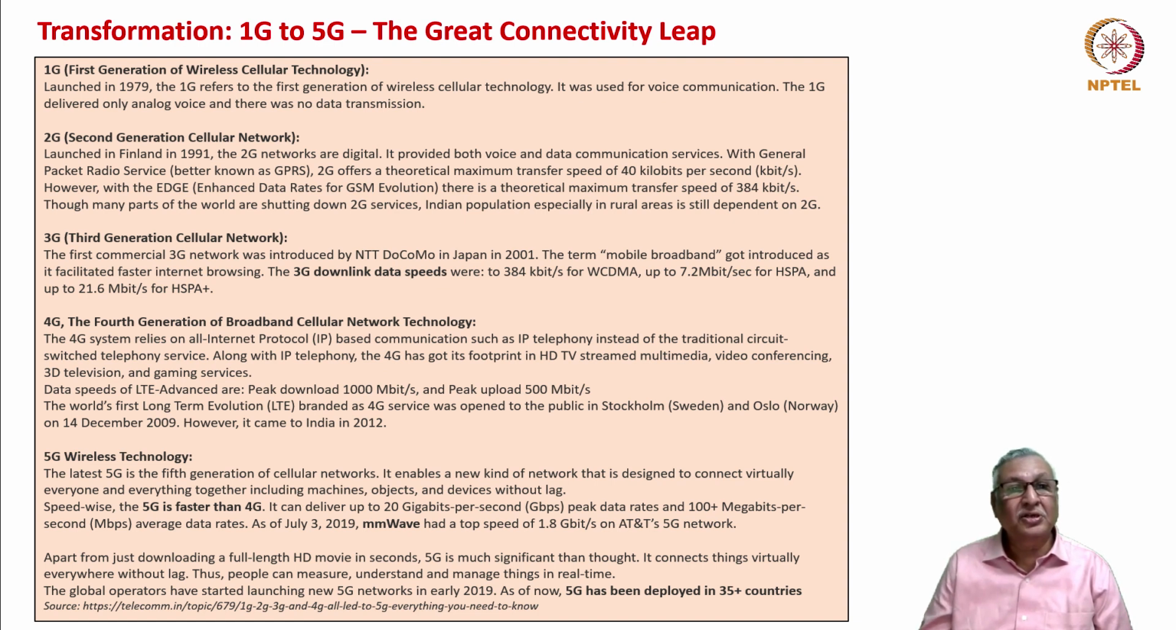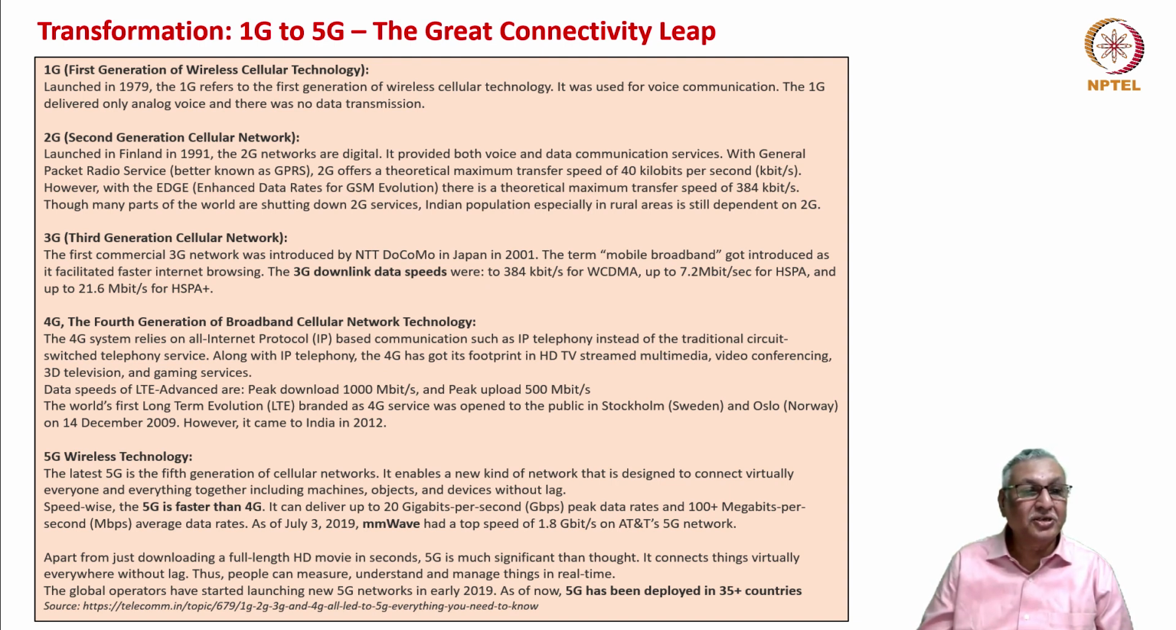2G, second generation cellular network, was launched in Finland in 1991. These were digital networks, which provided both voice and data communication services. With GPRS, 2G offered a theoretical maximum transfer speed of 40 kilobits per second. That's all. That really looks very small in today's world. However, with Enhanced Data rates for GSM Evolution, we got a theoretical maximum transfer speed of 384 kbits. Today, many parts of the world are shutting down 2G services, but the Indian population, especially in the rural areas, is still dependent on 2G.